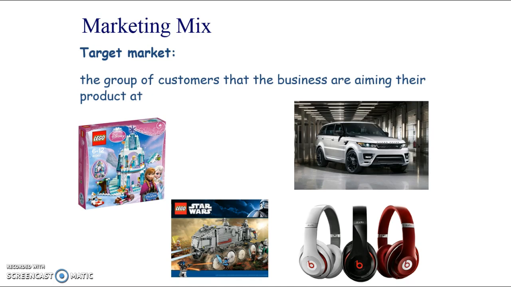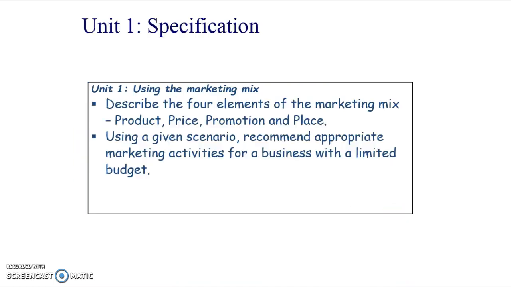If I just go back to this target market and that last specification objective, using a given scenario, recommend appropriate marketing activities, part of that is going to be recognizing that in Unit 1 you're looking at very small businesses, so they don't have a lot of money to be spending on big marketing campaigns. So it's partly recommending things that are cheap, and we'll look at those marketing activities that are quite cheap when we look at the promotion video.